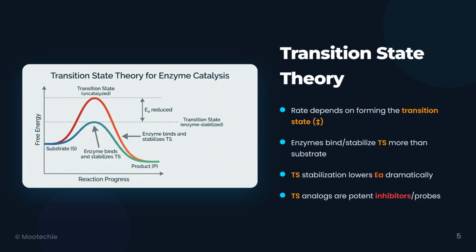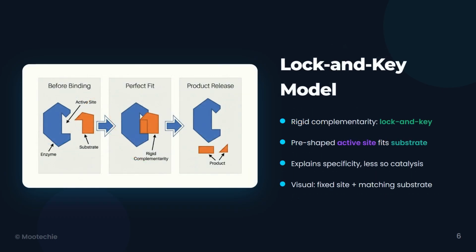The diagram on the slide shows the reaction pathway comparing the higher energy transition state of an uncatalyzed reaction to the lower energy transition state when an enzyme binds and stabilizes it. Following this, you'll notice the first of two classic models of enzyme action, the lock and key model. This suggests a rigid complementarity like a lock and key, where a pre-shaped active site fits the substrate perfectly.